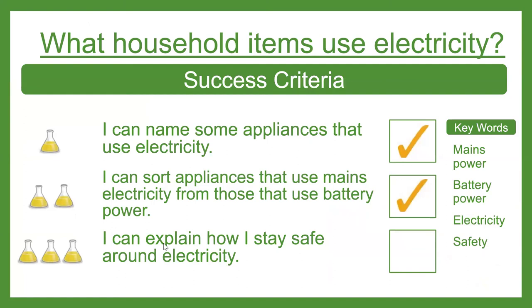So we can now explain how you stay safe around electricity. We've managed to tick off all three on our success criteria. So that is the end of our science lesson. You now need to go over to Purple Mash and complete your lesson one quiz. Okay, well done, year four.